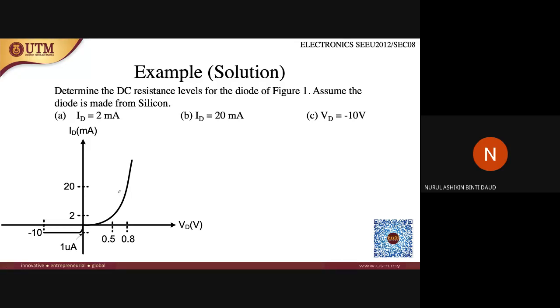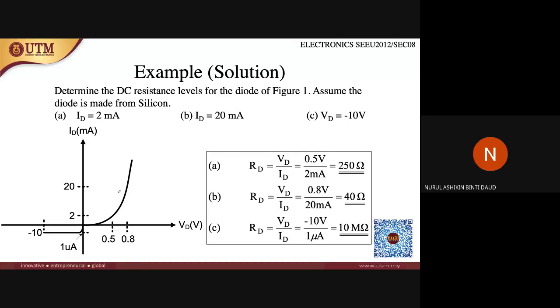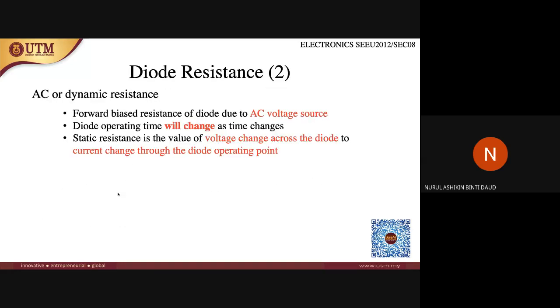I think we have done this example in the previous class. Next, let's look at the AC, or what we call dynamic resistance. When we say AC, you should know that AC is alternating current. It means the current flows in both directions, this direction and this direction. So the current direction can change with time.